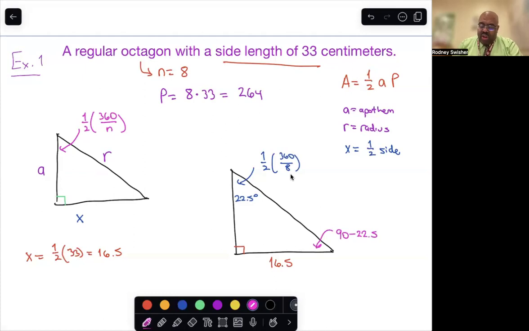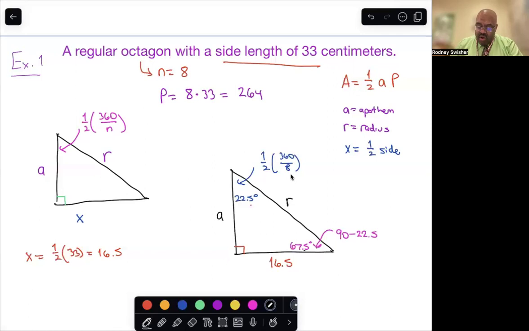So we have 22.5 degrees for this angle. We have 90 minus 22.5, which is 67.5, okay? And then we're going to also establish that the A, which we need, is not known yet. So we're going to go and put that here. And we can also put R here, but as you hopefully know, R is not going to be used for this problem.